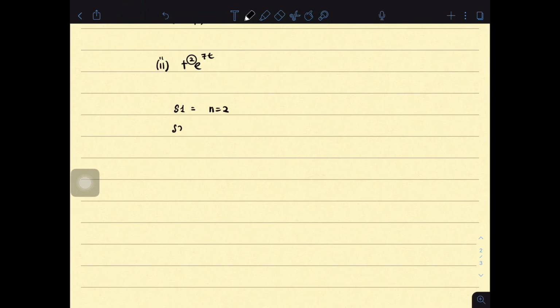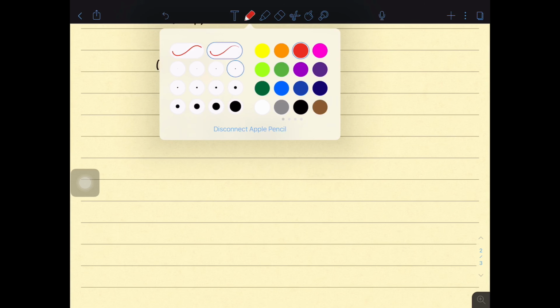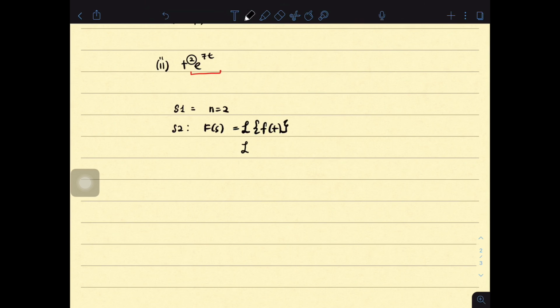For the second step, we need to find F(s), where F(s) is the Laplace transformation of your f(t). For this question, your f(t) is equal to e to the power of 7t. Therefore, you will find the Laplace transformation of e to the power of 7t. If you remember, the Laplace transformation of an exponential uses the formula 1 over s minus a, where here a is 7. So your F(s) is equal to 1 over s minus 7.